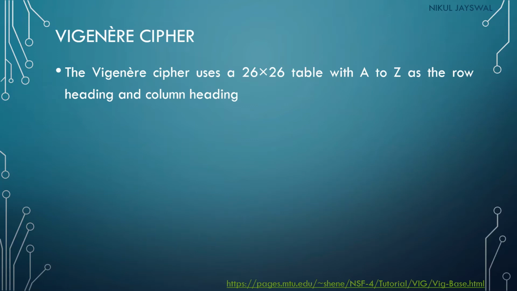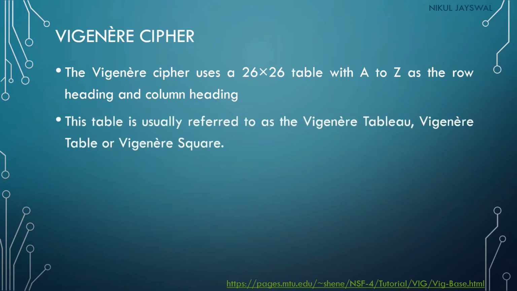The first column starts with A and goes to Z. The second column starts with B, goes to Z, and the last character will be A. The third column starts with C, goes to Z, and the last two characters will be A and B. So this is how we will construct the 26 by 26 table of characters A to Z.